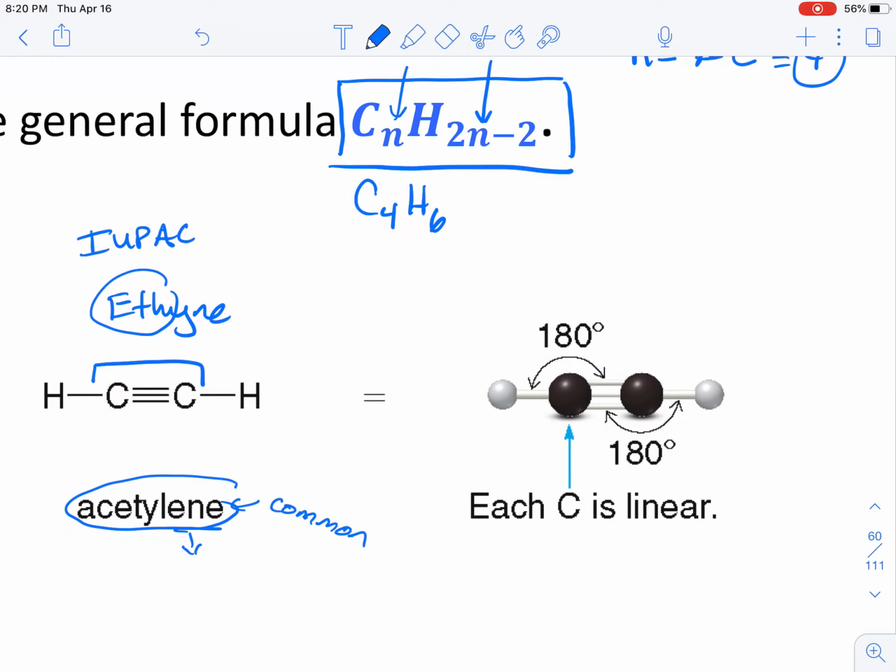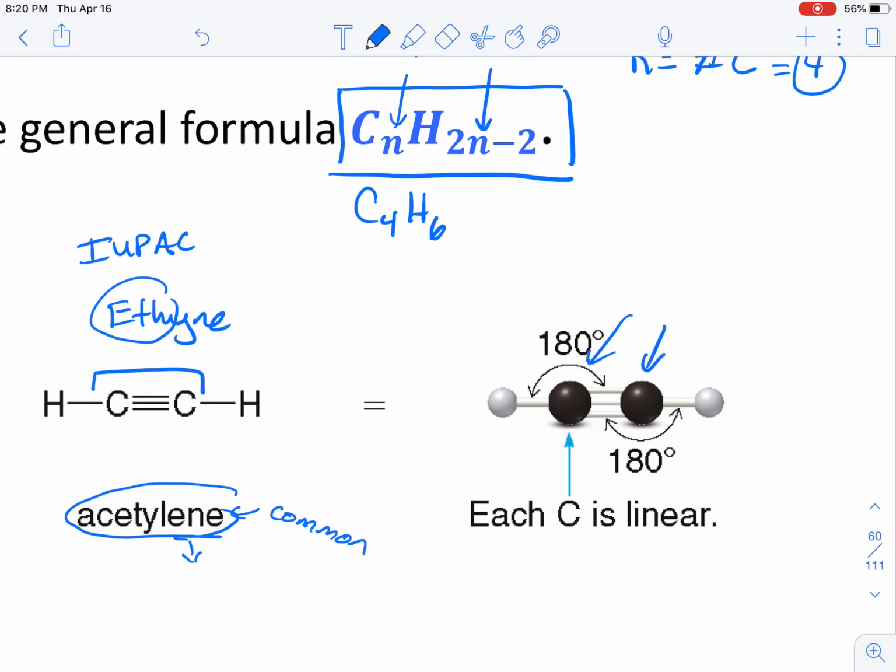All right, so let's go ahead and take a look at the 3-dimensional character of a triple bond. If you have 2 carbons with a triple bond in between them, then its electron geometry is going to be linear. And since it's linear, we have a bond angle of 180 degrees. So this is telling you that ethyne, or alkynes in general, are flat, very similar to alkenes.